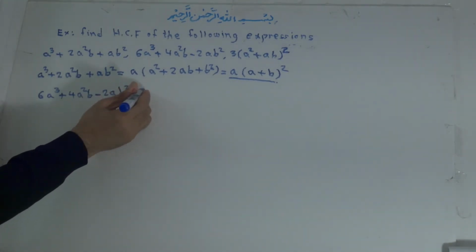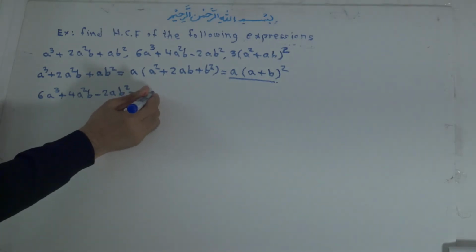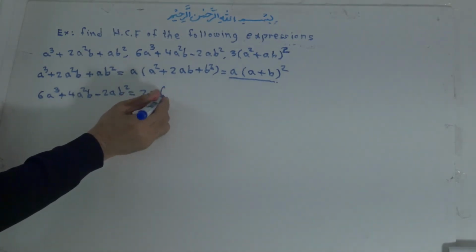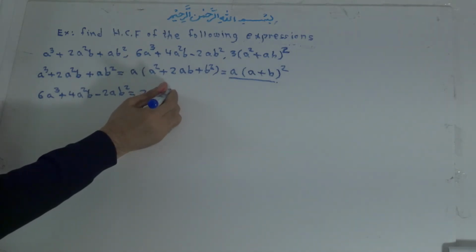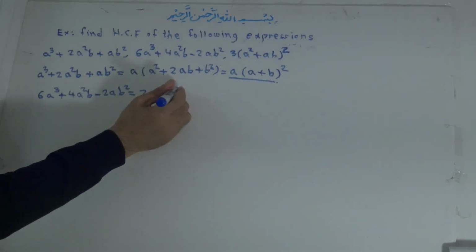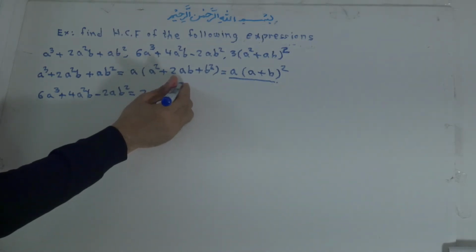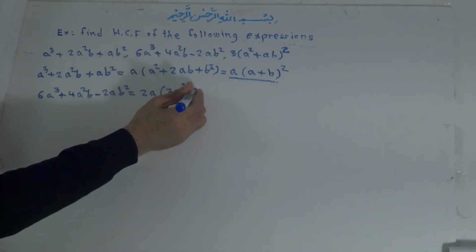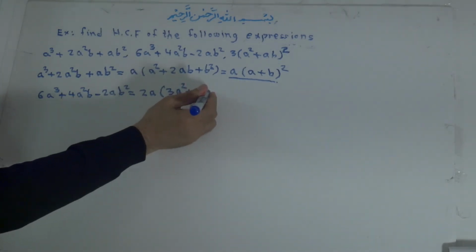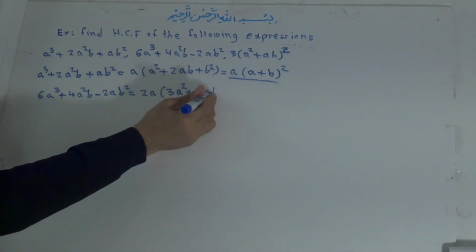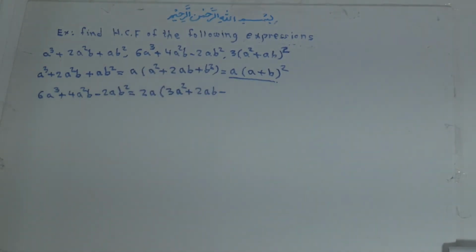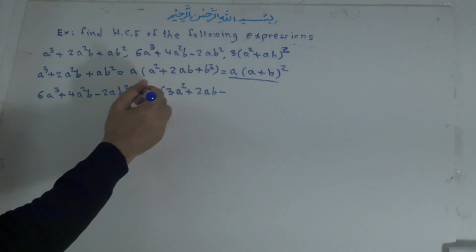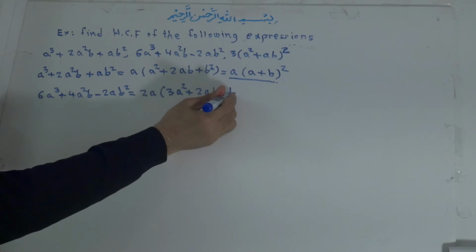So 2a is common, what is remaining: 6 divided by 2 is 3, and a to the power of 2 minus a to the power of 1 is a to the power of 2, plus 4 divided by 2 is 2, ab, minus, a is out, b to the power of 2.